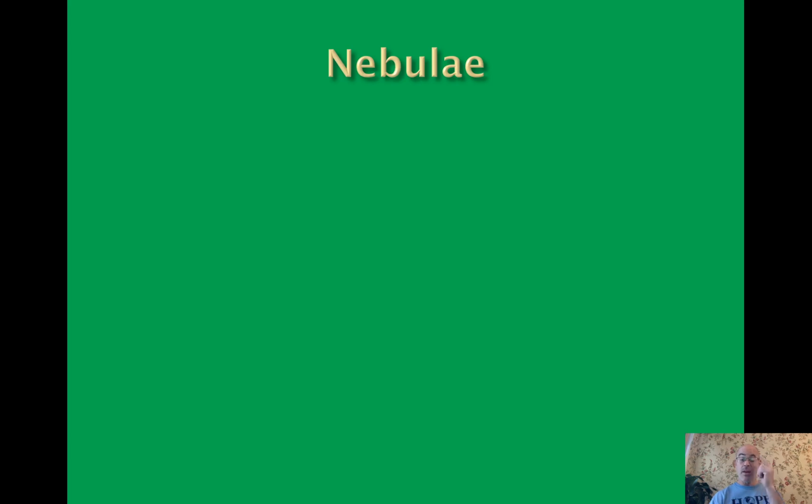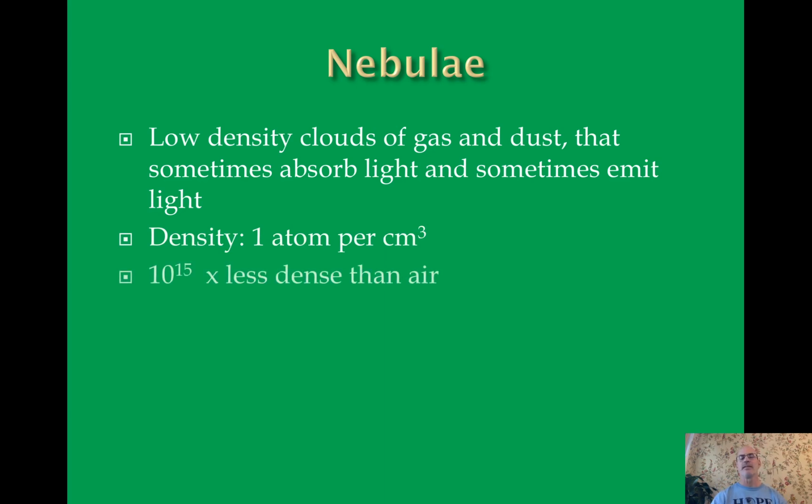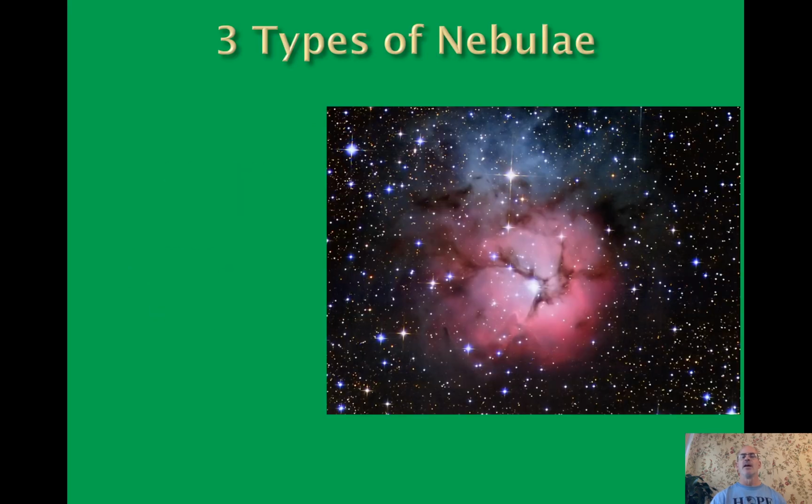But anyway, what is a nebula? Well, a nebula is a low density cloud of gas and dust that sometimes absorbs light and sometimes emits light. Nebulae have densities even as low as 1 atom per cubic centimeter, which if you think about it, is like a billion million times less dense than air. Not very dense, okay? But this is the birthplace of stars, okay?